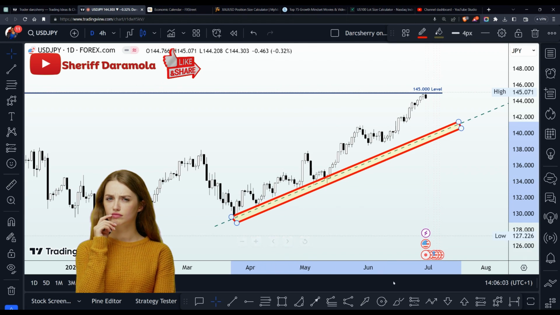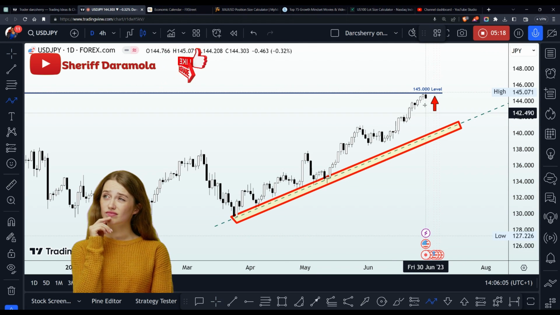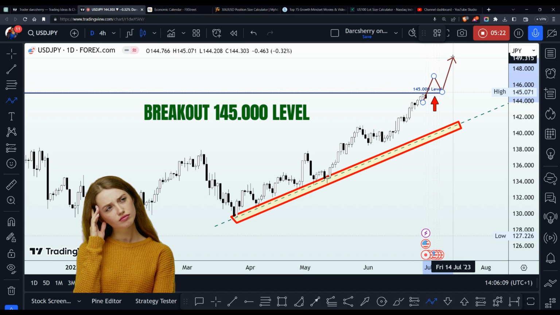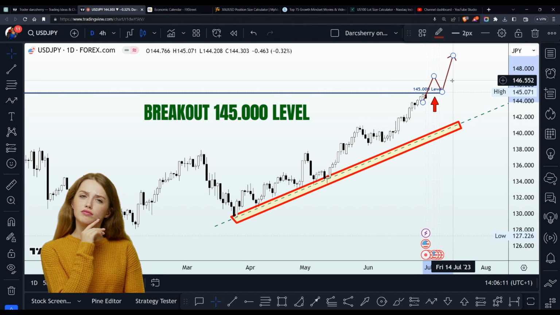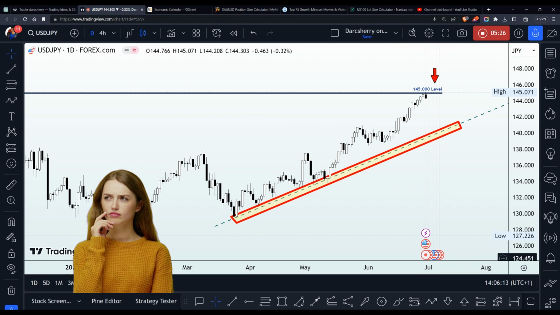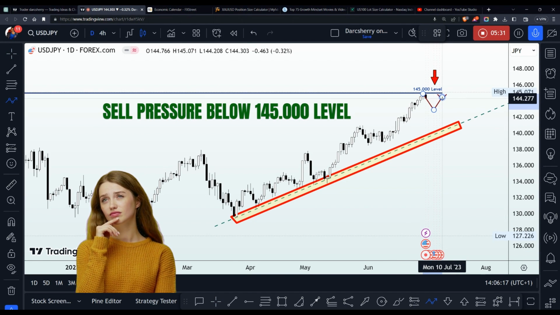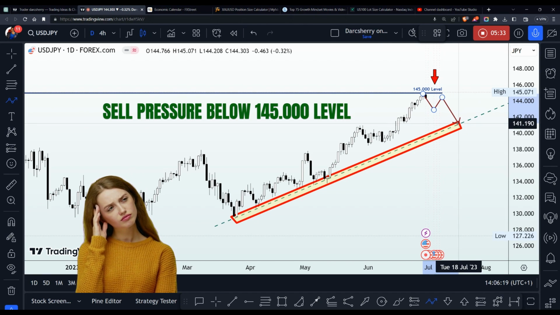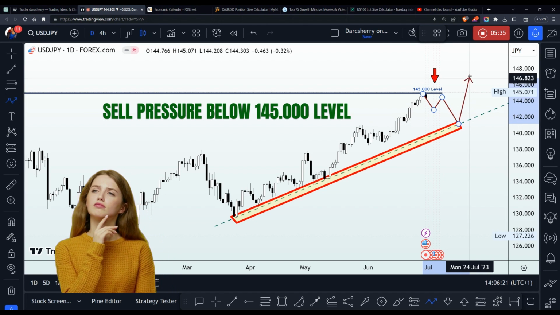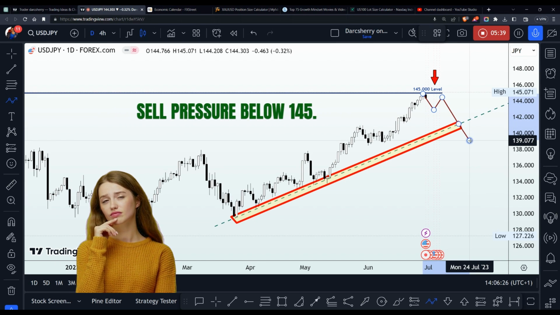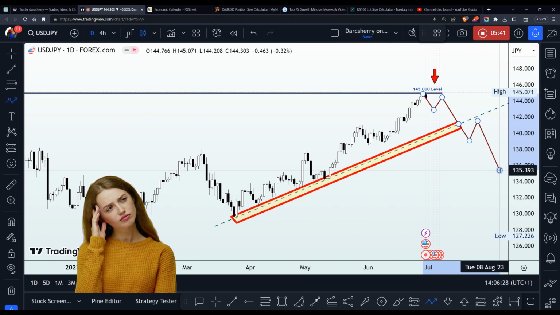Now, my question for this week is how are we going to be taking advantage of this market structure? Are we going to be seeing a situation where price will break out of the 145.00 level to incite a trend continuation to the upside? Or are we going to be seeing a situation where price will drop back, selling pressure below the 145, drop back into the bullish trend line to incite the second wave of bullish momentum, or even break down the structure to incite a sell off?